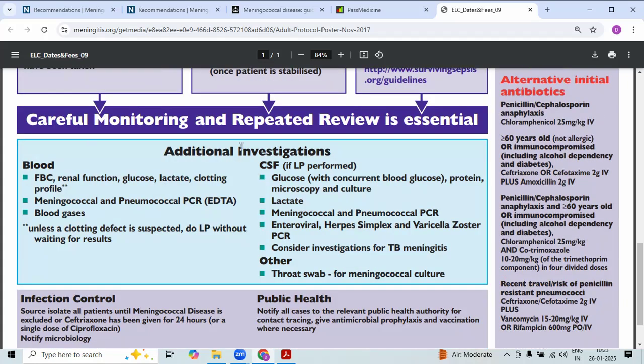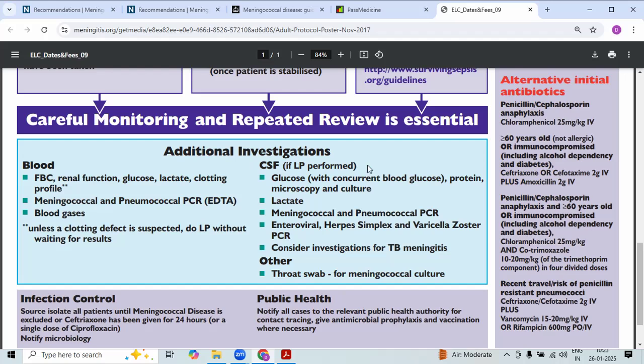After this, you need to carefully monitor and review this patient. You need to do additional investigations. Of course, you do the blood tests: routine, renal function, glucose, lactate, and clotting profile. Apart from this, you need to do meningococcal and pneumococcal PCR and blood gases. Now, unless a clotting defect is suspected, do LP without waiting for the result. Okay, so you need not wait for the INR in this case.